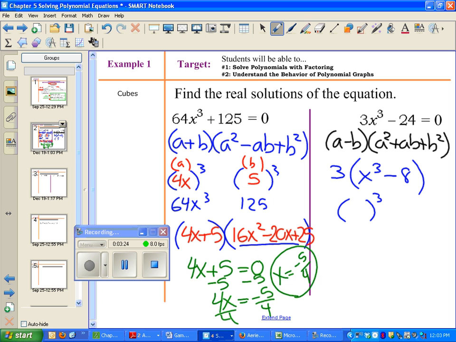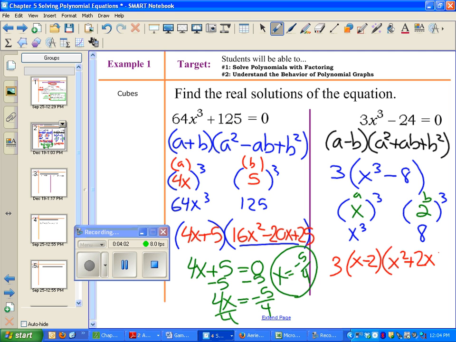So something cubed equals x cubed, and something cubed equals 8. Hopefully you can come up with x and 2. That's my a, x is a, b is 2. So my final answer, before I set one factor equal to 0, is my GCF of 3, and then my binomial factor is going to be x minus 2. My trinomial factor is going to be x squared, then multiply these two together to get 2x, and then square b, which is 2 squared, is 4. And that all equals 0.